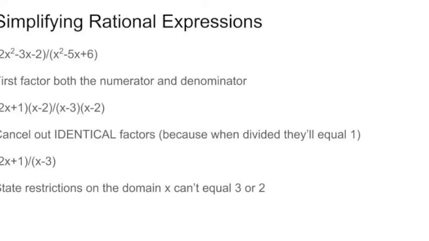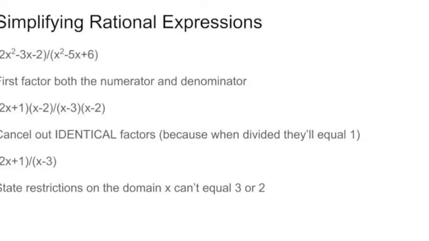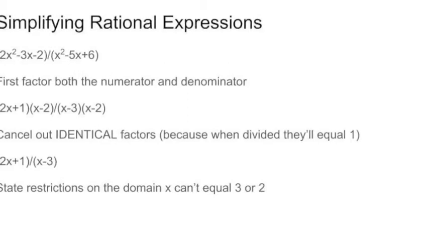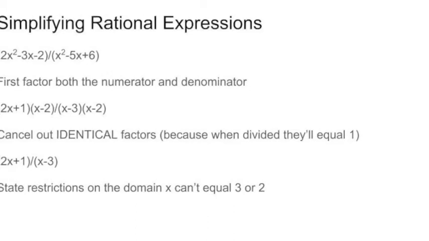Now we are going to use that refresher on factoring to simplify rational expressions. We actually did this on our SLO. When you simplify rational expressions, so for instance in this problem we have 2x squared minus 3x minus 2 divided by x squared minus 5x plus 6. What we need to do to simplify this is factor both the numerator and the denominator.